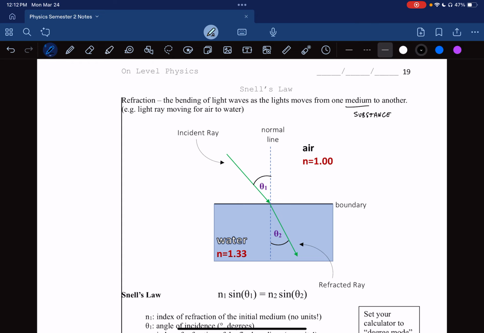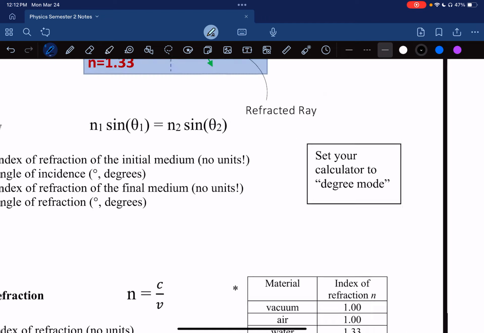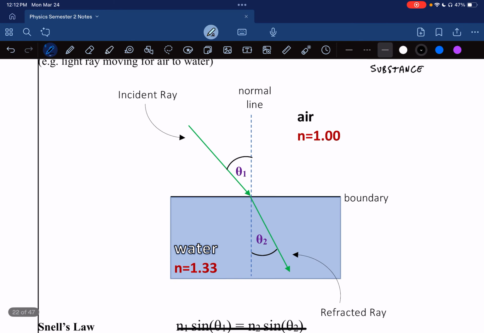And let's come down here real quick. So these are examples of materials that light would travel through when we're talking about refraction. A vacuum just means empty space, like outer space where there's no material whatsoever. Light will travel through it. Air, light travels through air, can travel through water, ice, quartz, crown glass, flint glass, zircon, diamond, translucent materials.